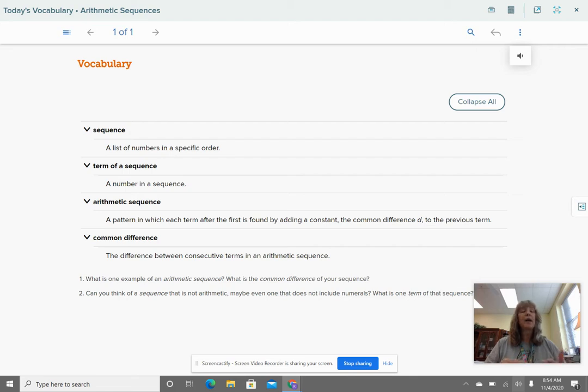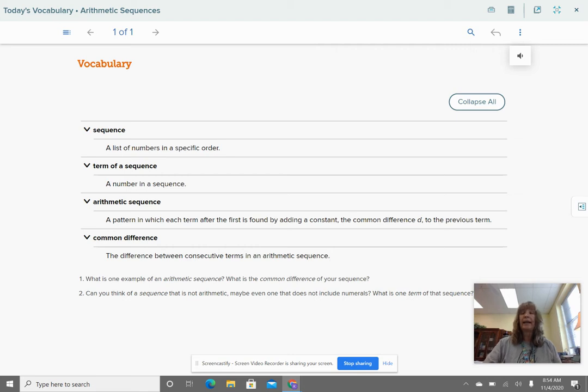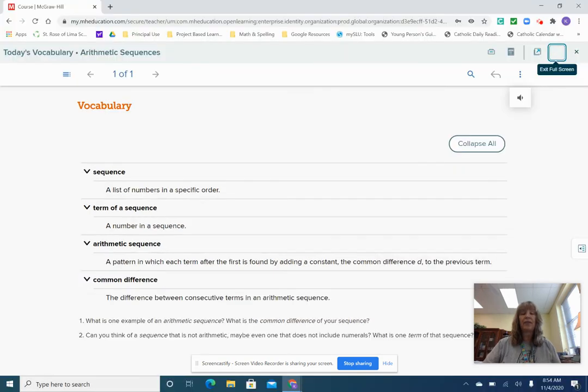And finally, common difference. This was referred to up above. It's also the difference between consecutive terms in an arithmetic sequence. In other words, it's what are you adding by? What's the common difference between the second number and the first number? How do you get from the first number to the second number? That is what we call common difference. Make sure that you take really good notes. Make sure that you give a really good example. And hopefully this is going to help you.